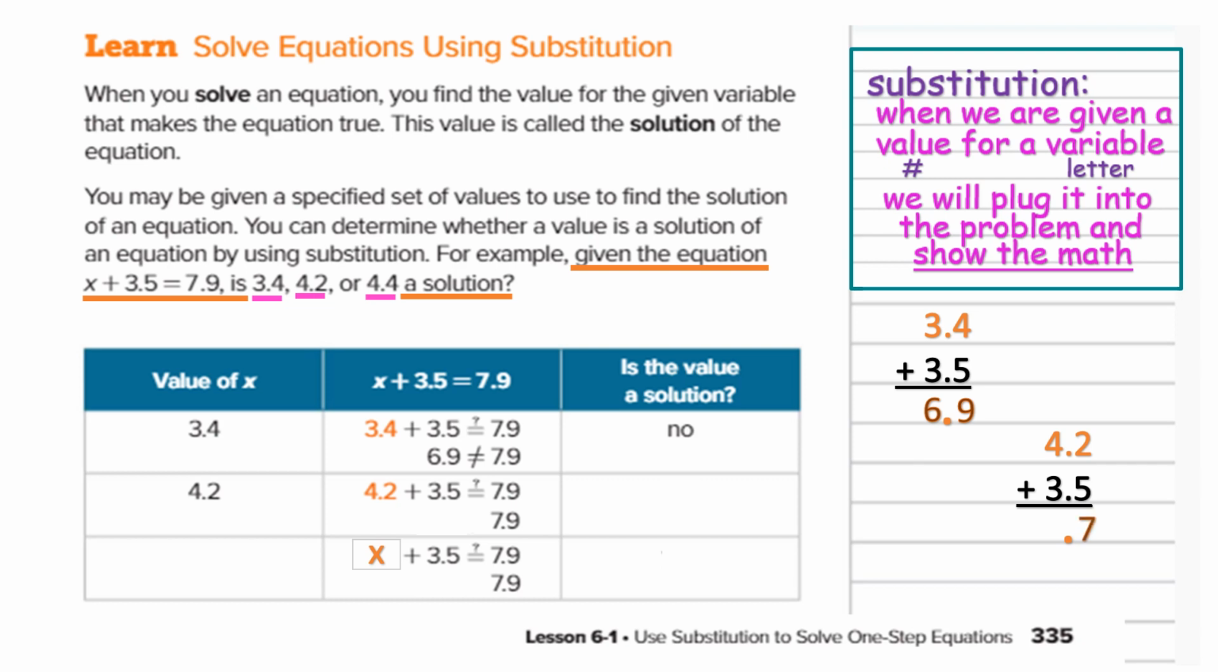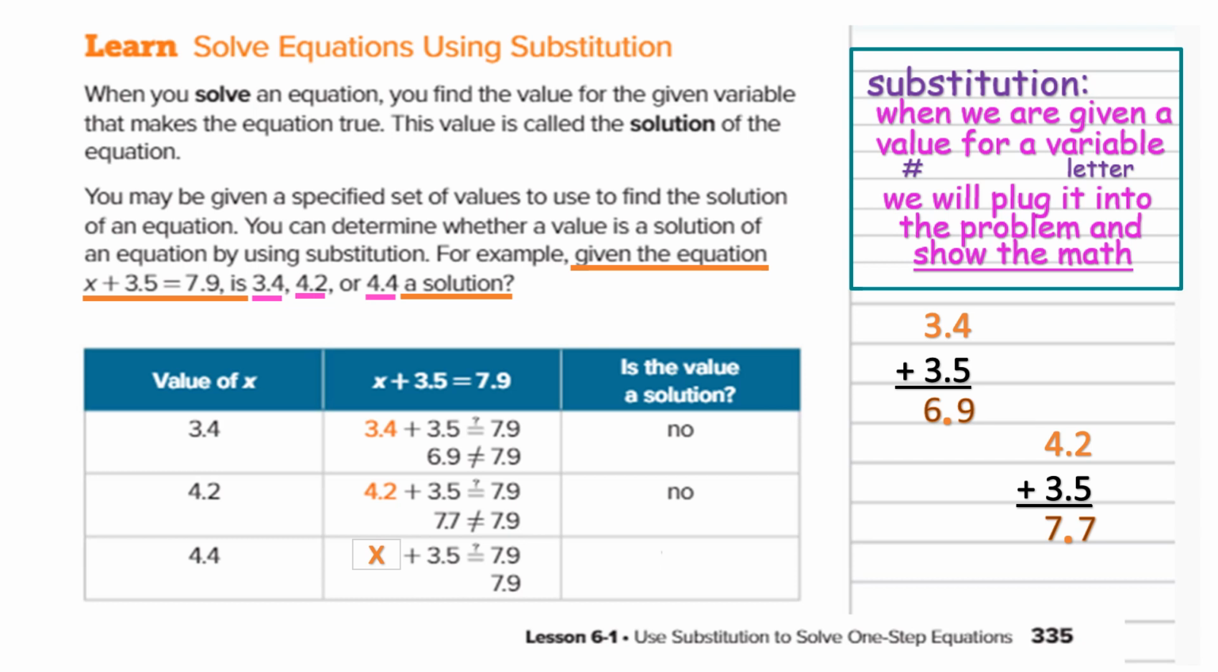5 plus 2 is 7. 4 plus 3 is 7. Is 7.7, 7 and 7 tenths, equal to 7.9 or 7 and 9 tenths? No, they're not equivalent. So it is not a solution. We assume that it's going to be a yes for the 4.4, but we have to prove it. We have to do the math.